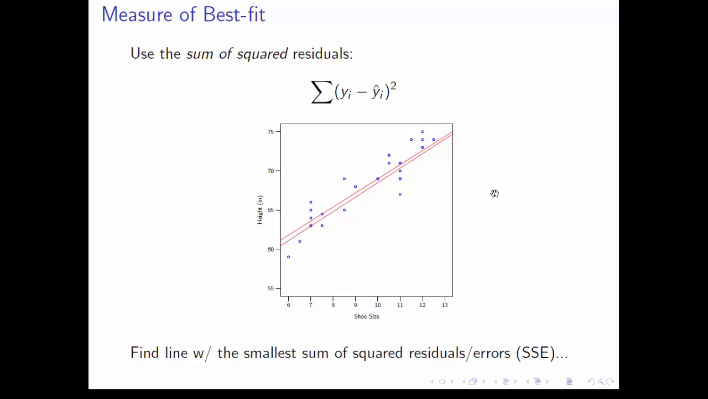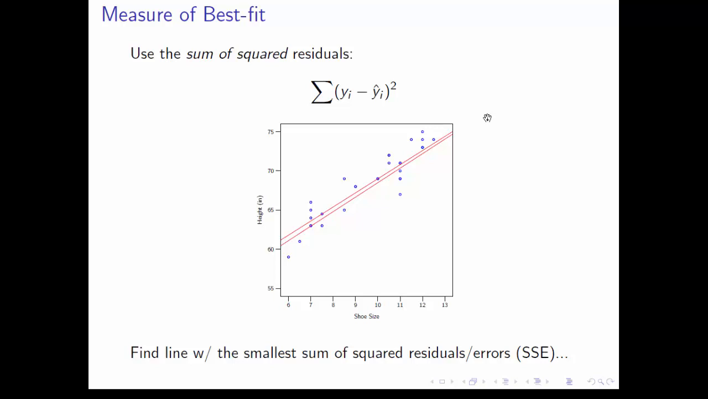Hopefully there's one: the line with the smallest sum of squared residuals. That's what we'll call this, because it's the sum of the squared residuals. Actually, we don't use residuals in this case. We call them errors. So we'll say this is the SSE, the sum of squared errors.